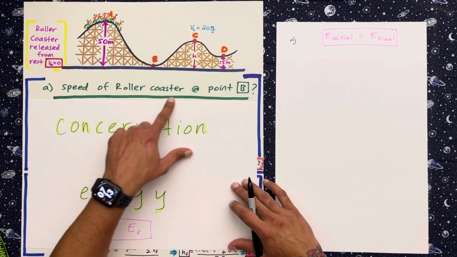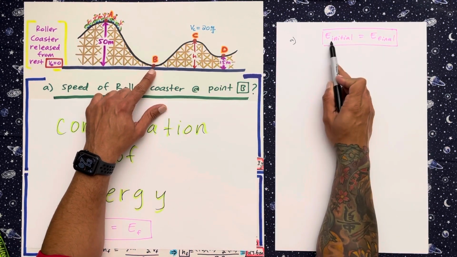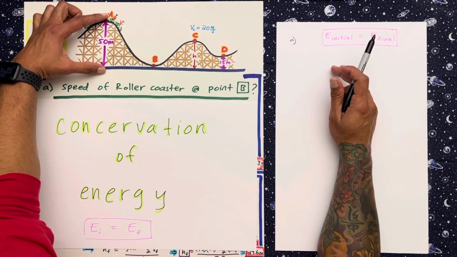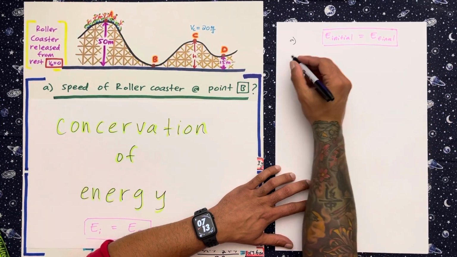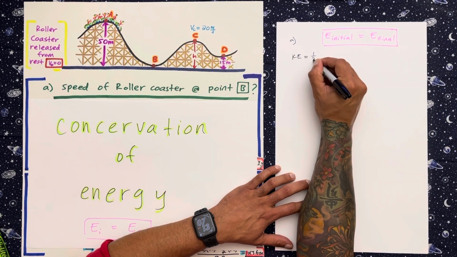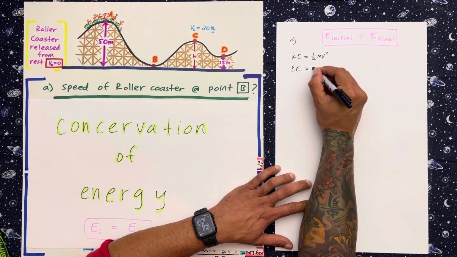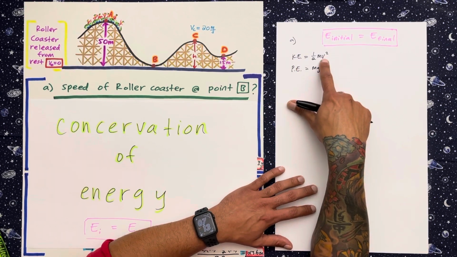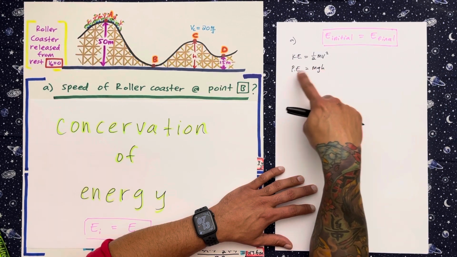So what is the speed of the roller coaster at point B? So here, okay? So initially, what kind of energy do we have? Well, we're all the way up here at point A, and we have a height. So let's distinguish between the two types of energies. Kinetic energy is equal to 1/2 mv squared, and potential energy is equal to mgh. So kinetic energy has velocity, which allows you to calculate speed. Potential energy needs a height, okay?